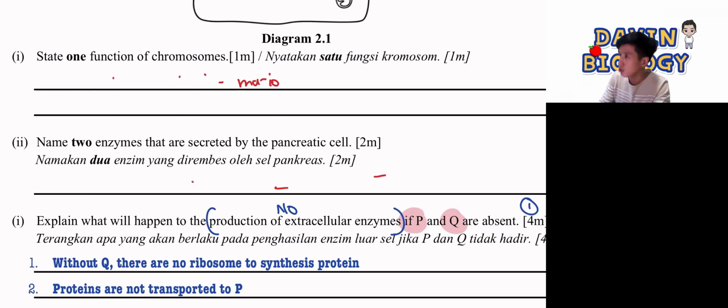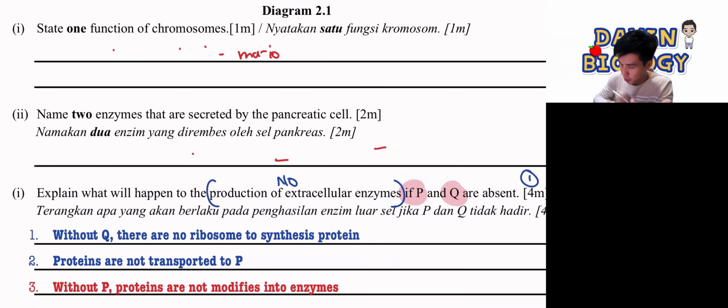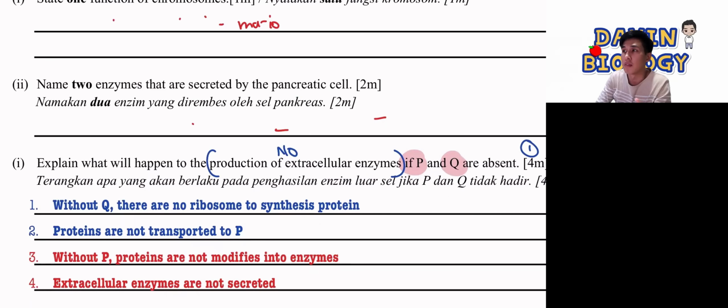So proteins are not transported to P. And then if you don't have Golgi, even though you have protein, you cannot modify it to become enzyme. So we say, proteins cannot be modified into enzyme. Hence, enzyme not secreted. So very simple. You just mention the function cannot occur. No ribosome, no protein. No rough ER, cannot transport. No Golgi, cannot modify. So therefore, no enzyme.